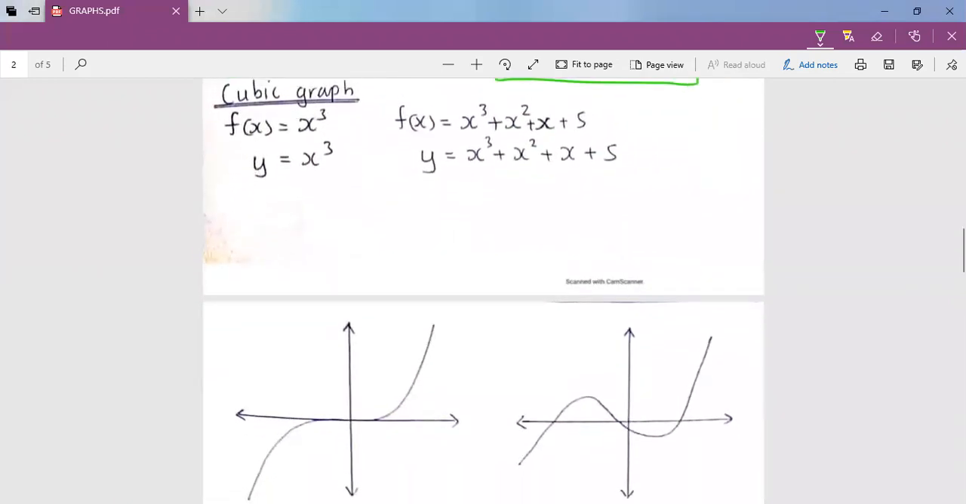As we say, the cubic graph will contain x power 3. And for a full cubic graph, it will have the x squared, it will have the x, and it will have the constant. Remember, the constant stands for the y-intercept. And what's the meaning of y-intercept? It is where the graph cuts the y-axis. If this is my y-axis and my graph passes here, this is known as my y-intercept, where the graph cuts the y-axis. Okay.